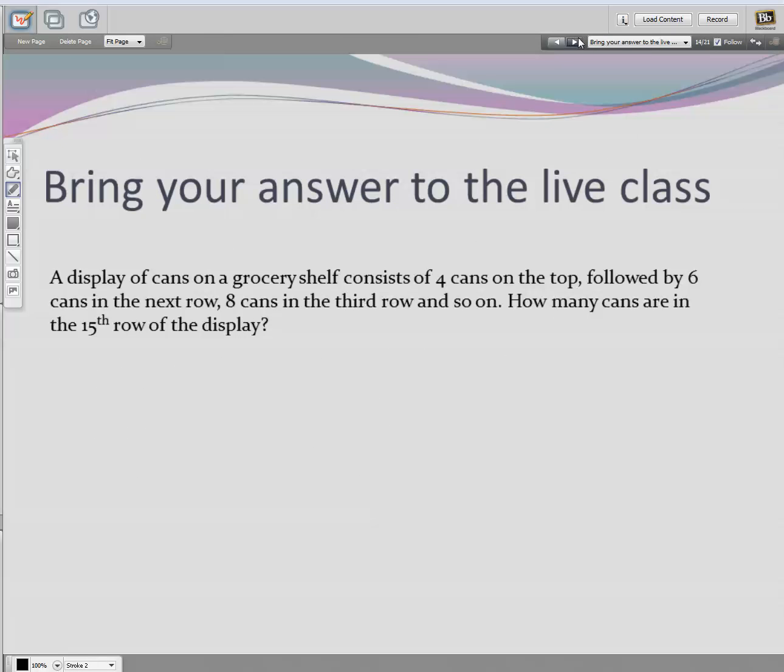Okay. I want you to go ahead and try this one now on your own and bring the answer to the live class. All right, so the question states, a display of cans on a grocery shelf consists of 4 cans on the top, followed by 6 cans in the next row, 8 cans in the third row, and so on. How many cans are in the 15th row of the display?